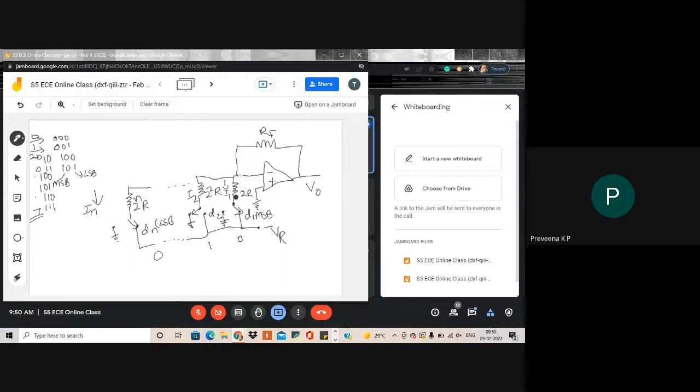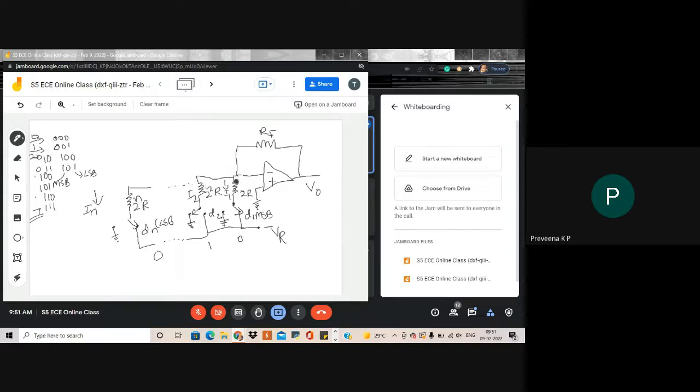So this resistance value varies in the range of 2R, 4R, 8R, 16R, like that. So there is a wide variation for this resistance. As a result, when this resistance is connecting to this reference voltage, the voltage that is appearing at this node will be different for each of the branches.